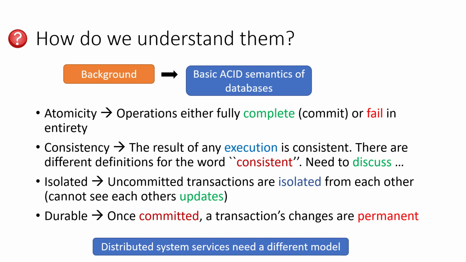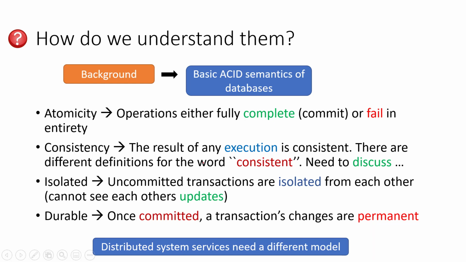So how do we understand them? We need to understand that all of these theorems basically came out of the database literature. And in the database literature, we have the classic ACID semantics, which needs to be discussed first before we get into the CAP theorem.